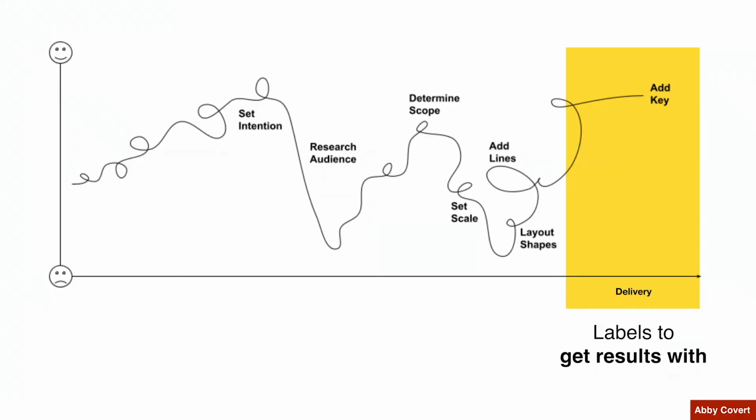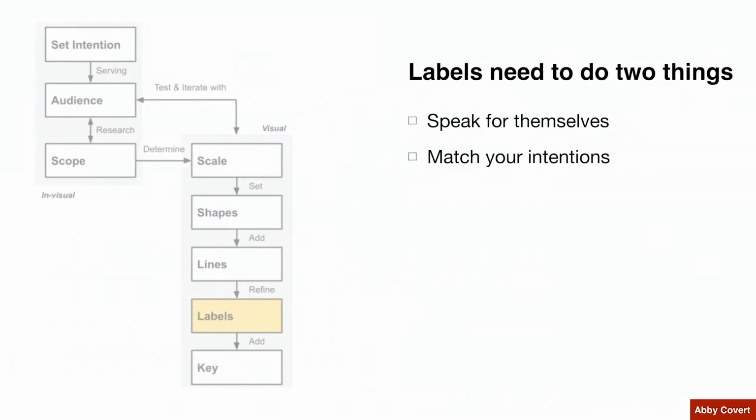It is not until the final delivery stage of diagramming when you fully lean on those labels to get results with. And at this point in the process, they really only need to do 2 things: speak for themselves and match your intention. Now, if neither of these things is the case yet, you still have work ahead. And the only way to achieve both of these is to have a member of your audience present your diagram back to you and see how they did on getting your message across.